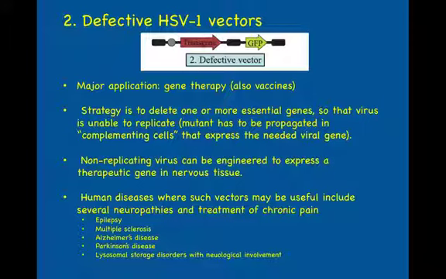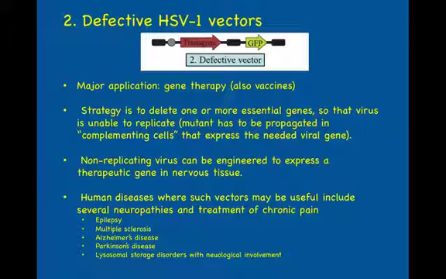But you can propagate this in complementing cells that express that native gene. And the more genes you take away, the less likely you'll get some type of reversion event where the virus becomes infectious again, but you'll decrease the efficiency of the virus. So you're always balancing efficiency versus effectiveness, or efficiency versus growing conditions. Non-replicating virus can be engineered to express the therapeutic gene in the nervous system.